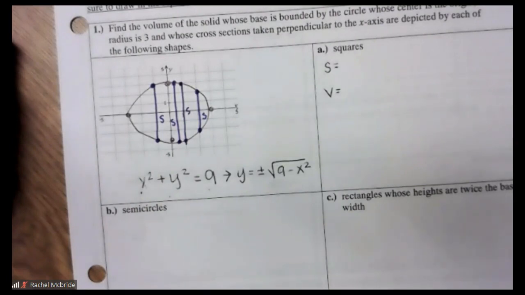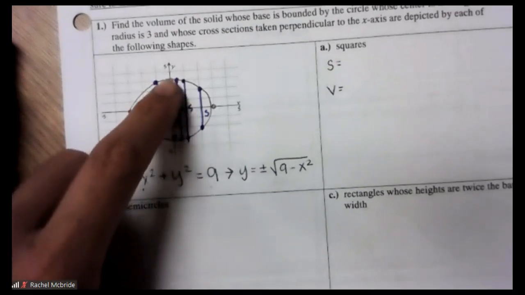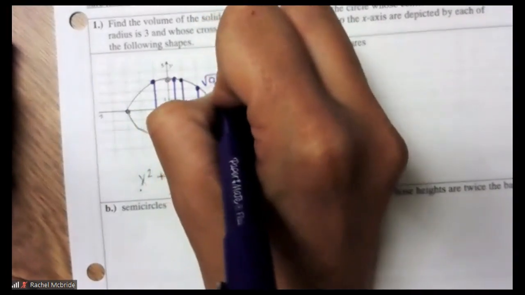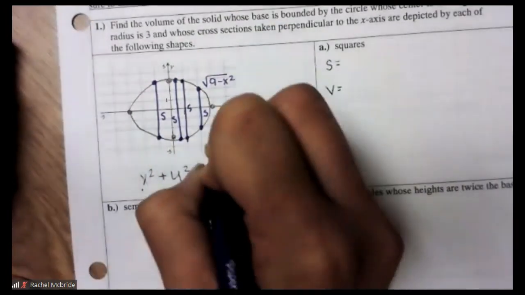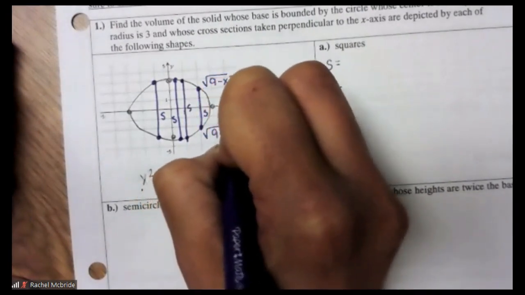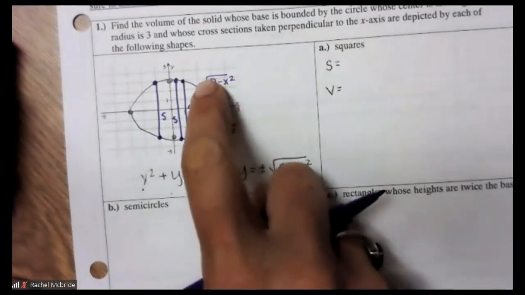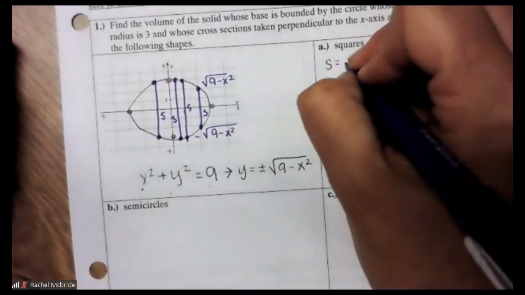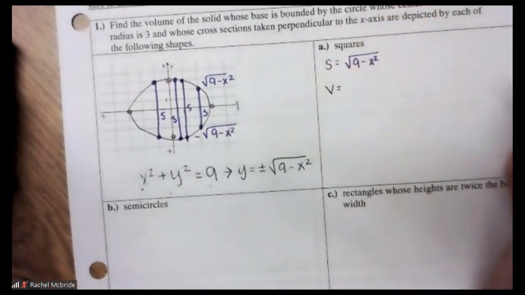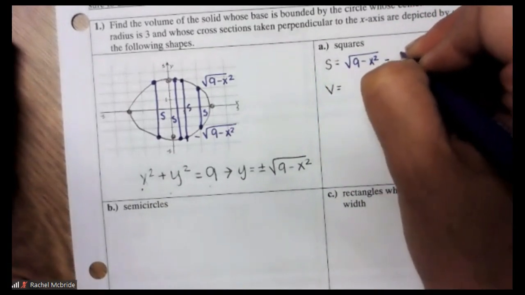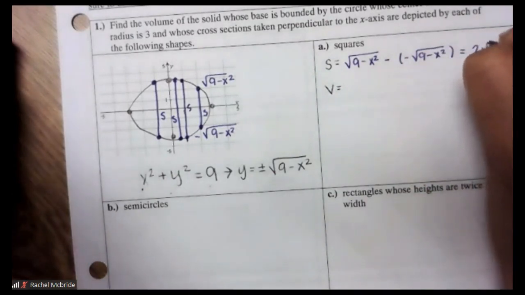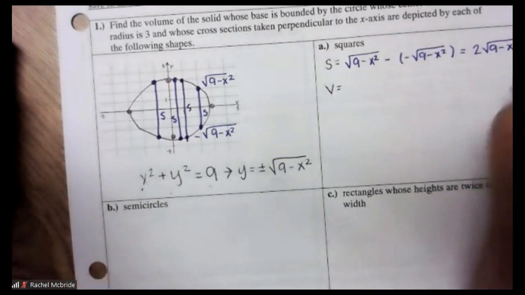So that S is representative of the length from the top curve to the bottom curve. The top curve is the positive square root of 9 minus x squared, and the bottom is the negative square root. So the length is the top minus the bottom. S is going to equal the square root of 9 minus x squared minus the negative square root of 9 minus x squared, or the length is 2 square roots of 9 minus x squared.